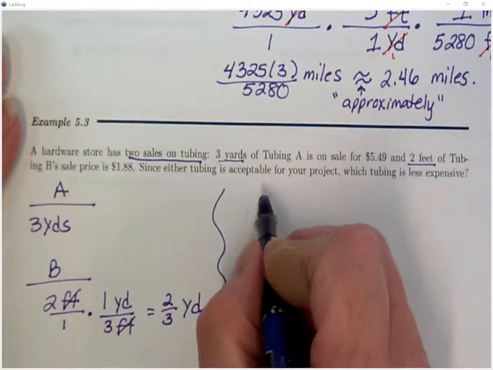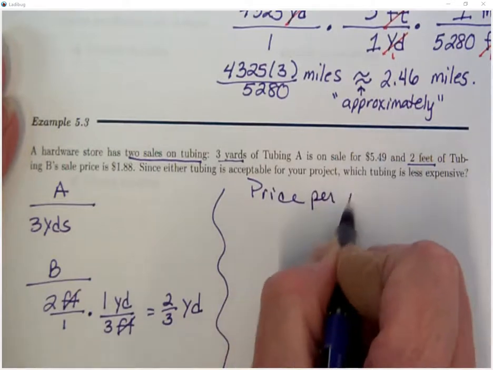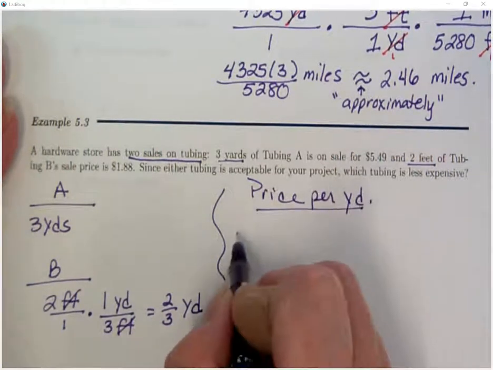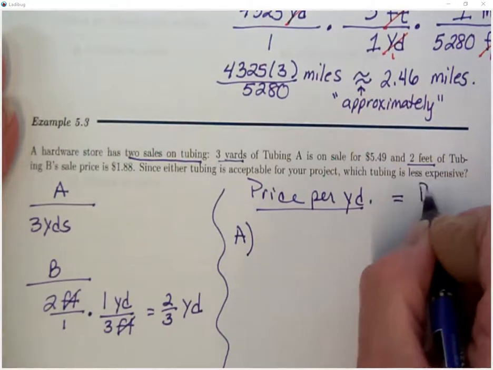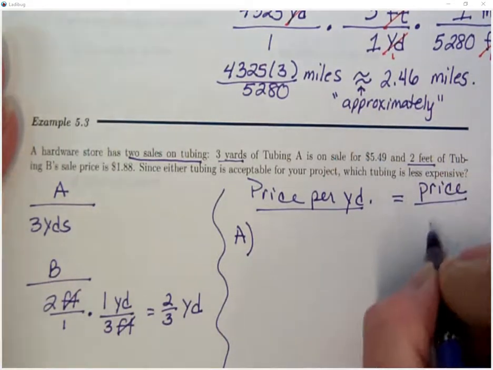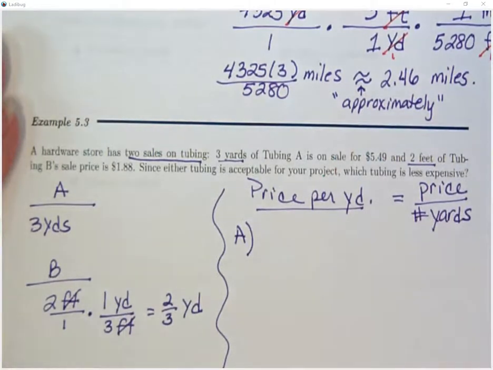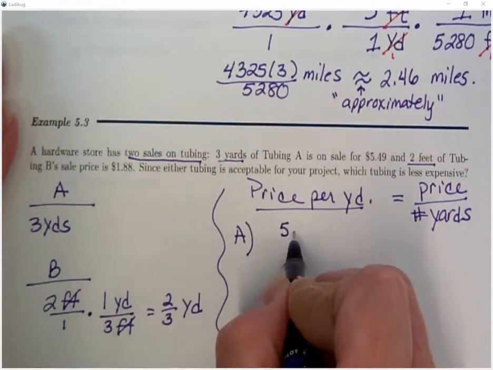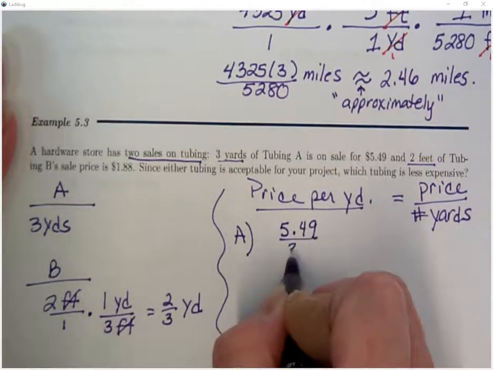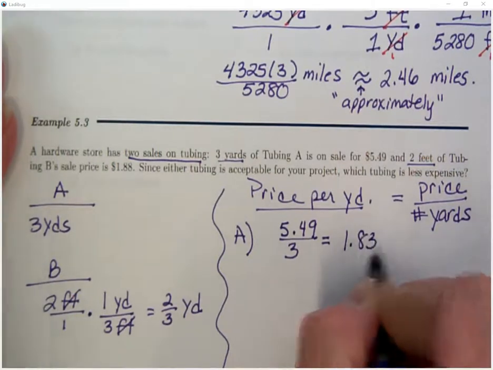Then we need to figure out the price per yard for each. So A, we're going to do the price divided by the number of yards. It's usually price over quantity for these things. So if we have A is $5.49 over 3 yards, that will come out to be $1.83 per yard.